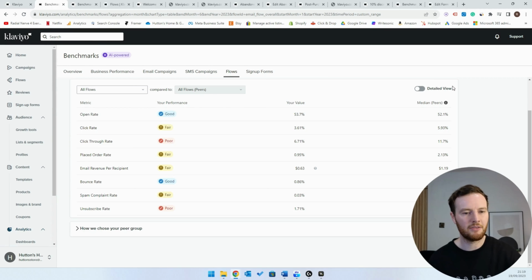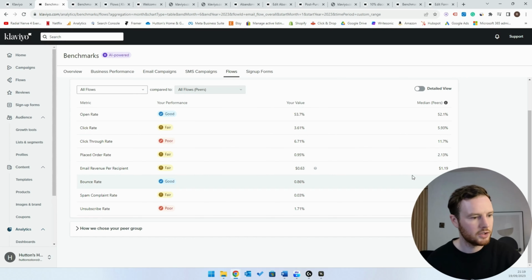These are the flow benchmarks that you should be looking at. Here is what I obtained and what my peers obtained, the average of what they're doing. You'll notice, highlighting it initially, that the email revenue per recipient that I have is significantly lower than what the rest of my peers are doing. Bear in mind that this benchmark data is within my industry, being e-commerce home and garden products in the retail sector.